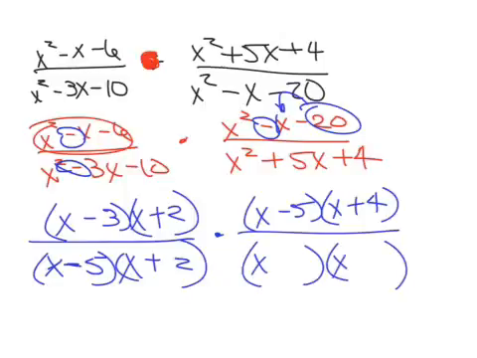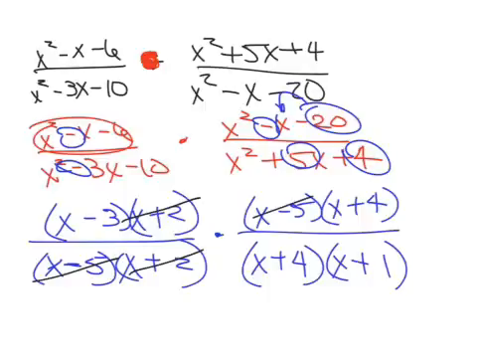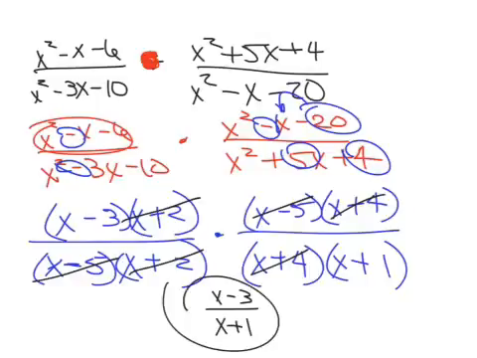Okay, last one. Two numbers multiplied together give me 4, added give me 5. Well, 2 times 2 is 4, but 2 plus 2 is not 5. How about 4 and 1? 4 times 1 is 4. 4 plus 1 is 5. And they're both plus because you have to get a positive 5. Alright, then we just cancel. Canceling is always fun. It takes no energy really at all, does it? So we get x minus 3 over x plus 1, and we're done with that one. And that's it for lesson number 93, Algebra 1.